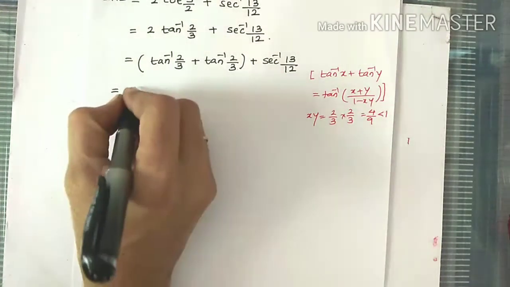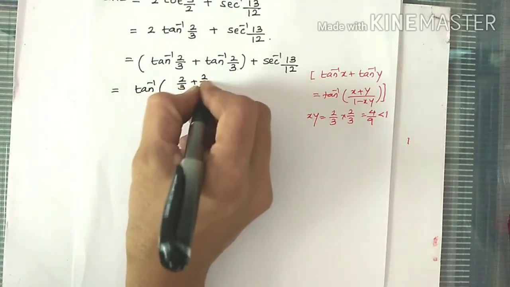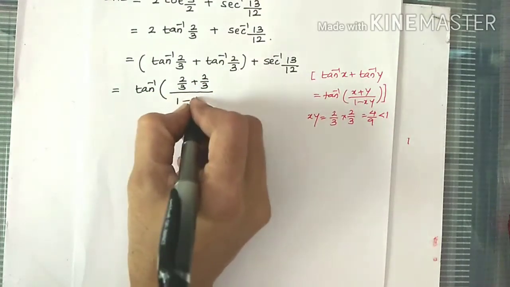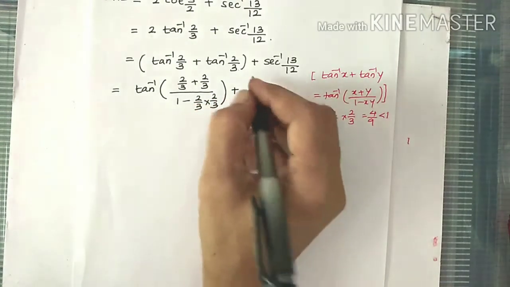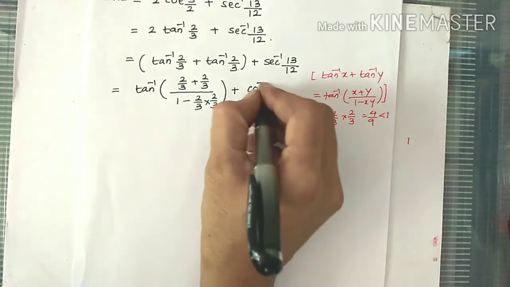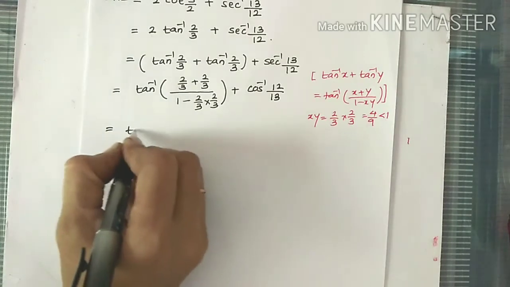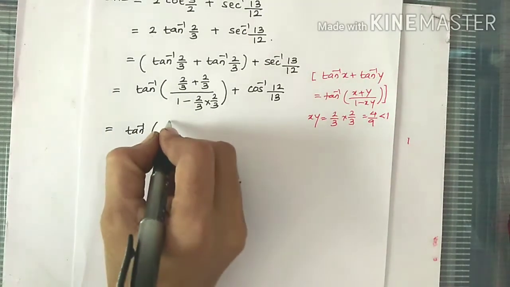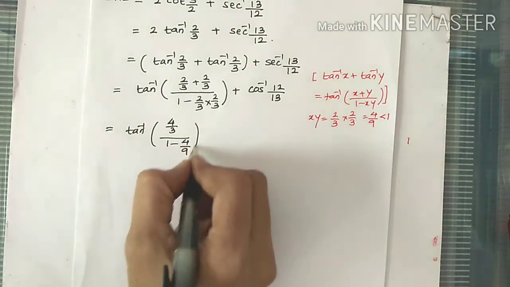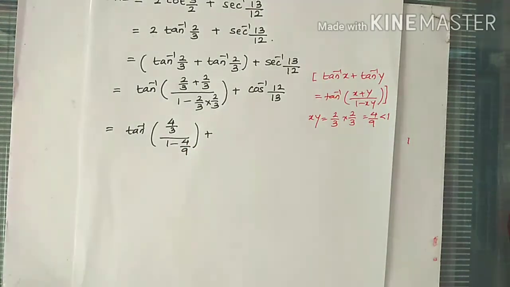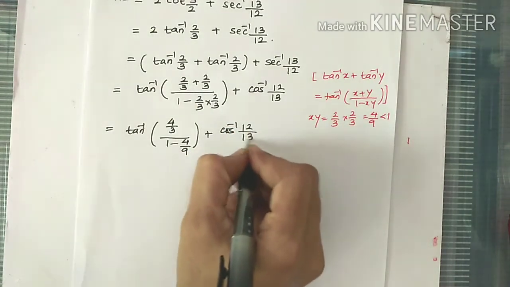So this now becomes tan inverse of 2 by 3 plus 2 by 3 divided by 1 minus 2 by 3 into 2 by 3, plus sec inverse, which we can write as cos inverse. So cos inverse of the reciprocal of the term, 12 by 13. Tan inverse of 2 by 3 plus 2 by 3 is 4 upon 3, and this term is 1 minus 4 by 9, plus cos inverse of 12 by 13. Okay, let's write it as it is. In the next step we will see.